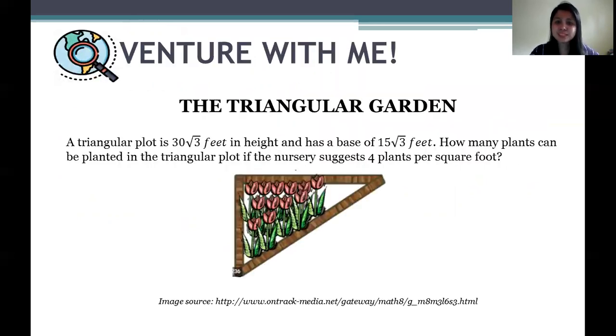Now, let's start with this triangular garden. A triangular plot is 30 square root of 3 feet in height and a base of 15 square root of 3 feet. How many plants can be planted in a triangular plot if the nursery suggests 4 plants per square foot? If you have your answers, you can post it in our Telegram group chat, and the first one to get the correct answer will get today's bonus points.